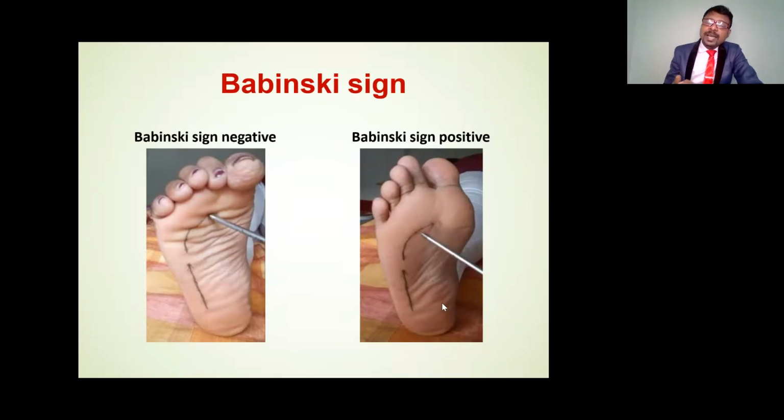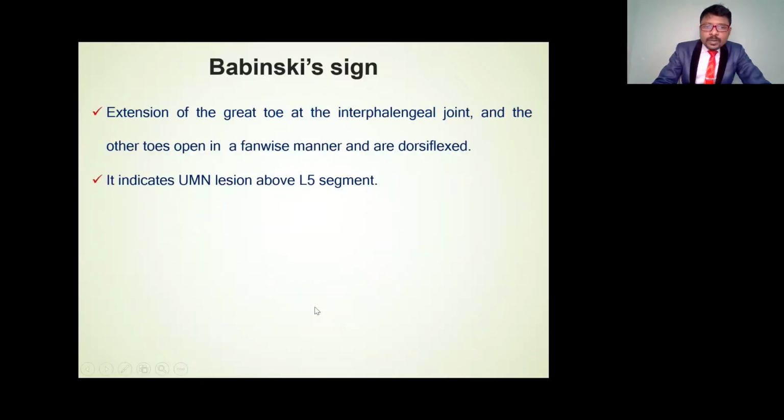Those people may have hyperreflexia, and also they may have exaggerated reflexes. The reflexes are going to be exaggerated. They may also get spasticity, meaning abnormal muscle tone, increased muscle tone, because of the upper motor neuron lesion. So it indicates an upper motor neuron lesion above the L5 segment. That means there is damage above the L5 lumbar segment.